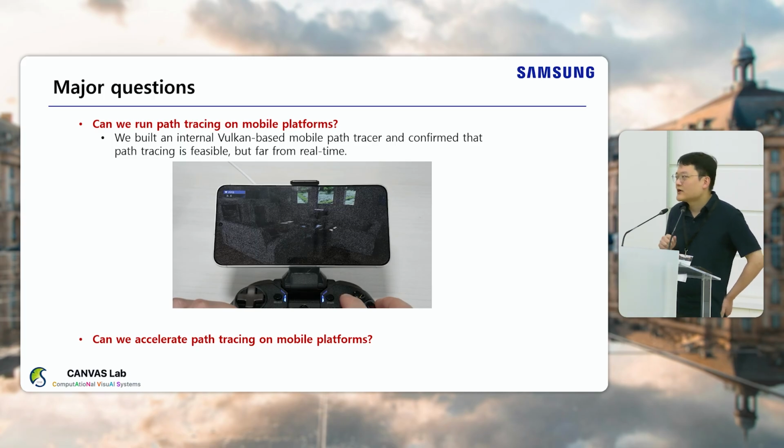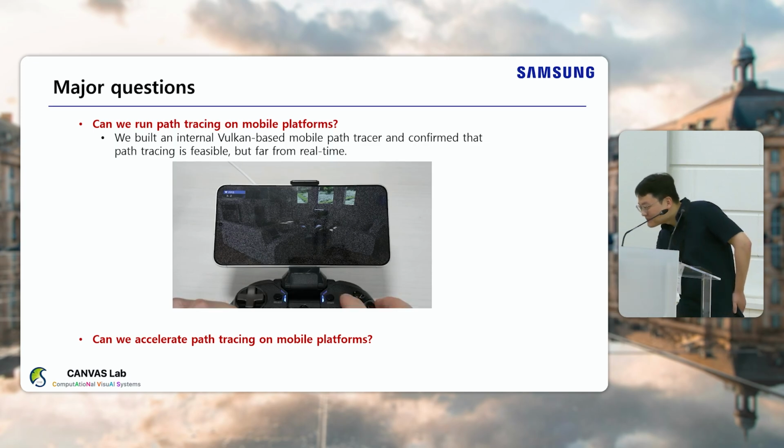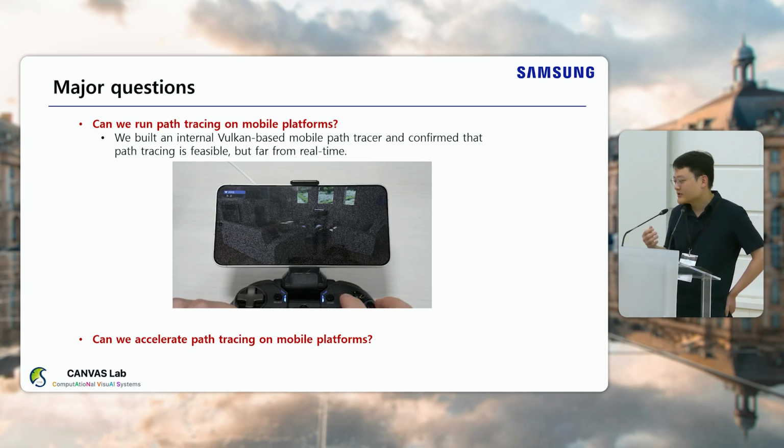So in the early stage of our research, we had two major questions. First question is, can you run path tracing on mobile platform? At the time, there was no path tracing available, so we built our own Qualcomm-based mobile path tracer. And we checked that it's feasible. Yeah, it runs. It is far from real time, around 4 Hz. After confirming that, the second question was naturally, can you accelerate the path tracing on mobile platform?